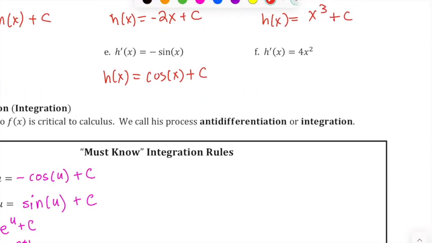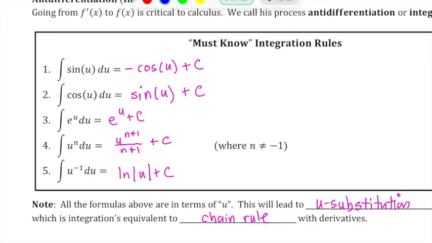And then lastly, what would be my original function if the derivative is 4x squared? So I know this has to be an x cubed of some sort. When I multiply this down here, I would subtract a 1, but I'd be left with a 3. So we have to manipulate it and say, oh, this is 4/3, because if I multiply 3 out here, it would cancel out with the denominator, and I'd be left with 4x squared.